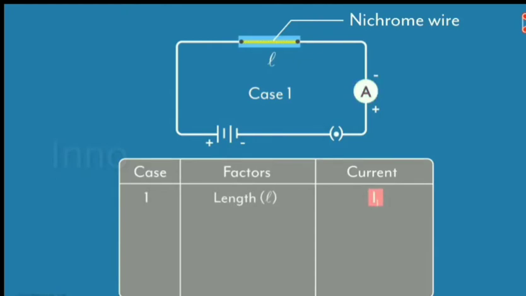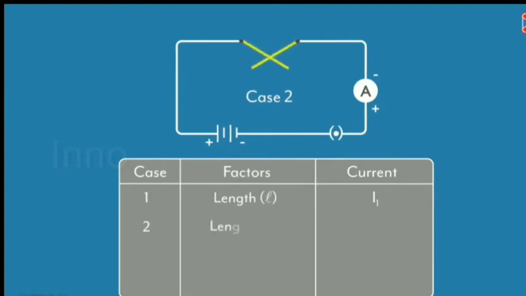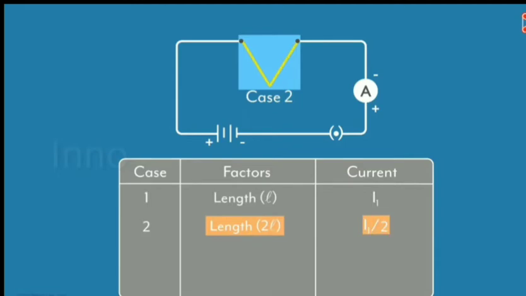Now let's try playing with the factors a bit in the second case. We double the length of the nichrome wire, but keep the thickness the same. We just double the length. When you measure the reading, you will notice that the current became half of the current measured originally. When the length was doubled, the current became half.